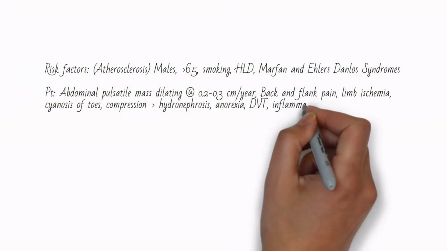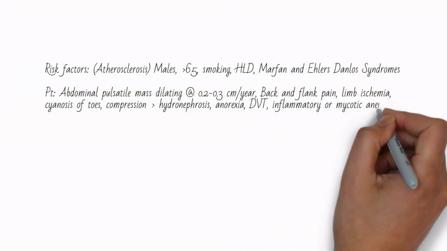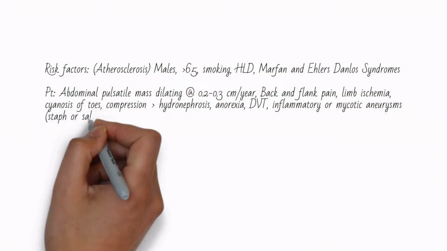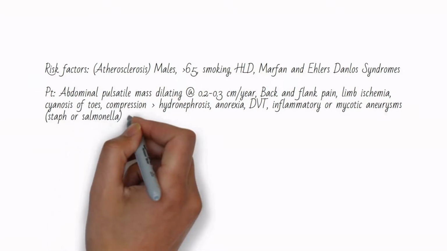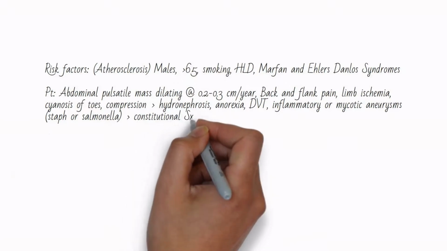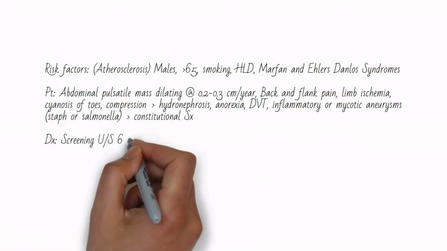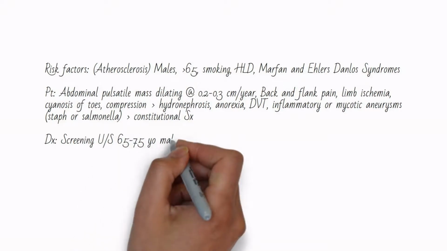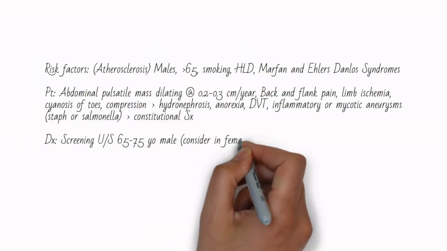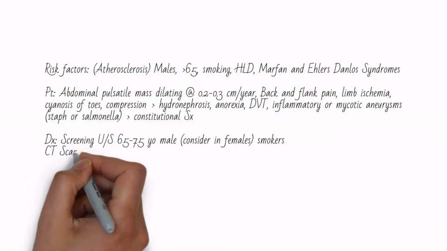Screening consists of ultrasound in 65 to 75-year-old male smokers and should be considered in females as well. Suspected aneurysms should be definitively diagnosed with a CT scan, and CT angiography should be performed for treatment planning. Treatment involves the usual smoking cessation and lifestyle modifications, statins, and blood pressure control, as hypertension can precipitate dissection and rupture. Ultimately, surgery or endovascular repair called EVAR may be needed.